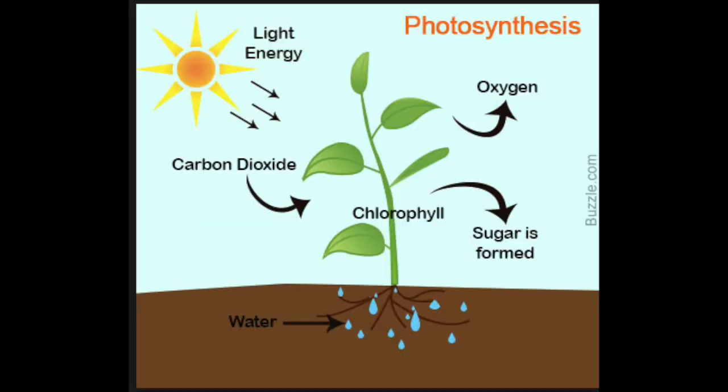So for Friday, what you were tasked with doing was creating a diagram that illustrates this process. You were supposed to use arrows and labels, and then you were supposed to write a paragraph that summarizes the process of photosynthesis. Your diagram could have looked a little bit something like this.